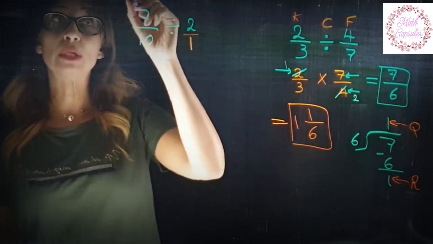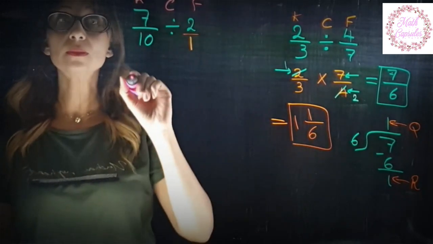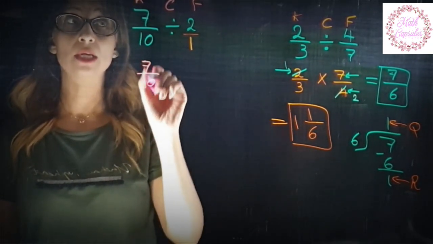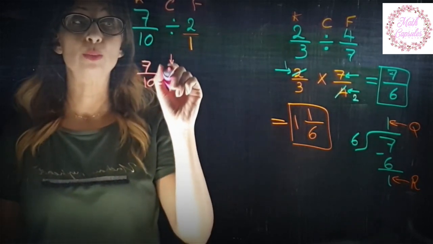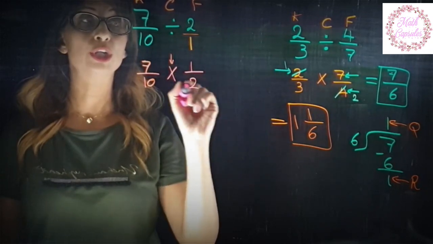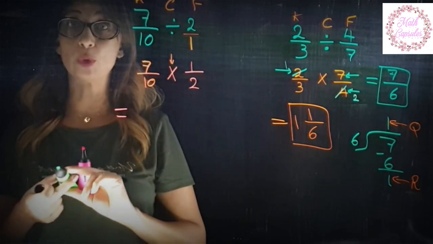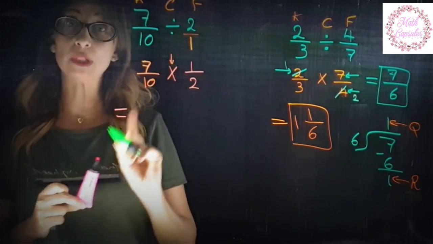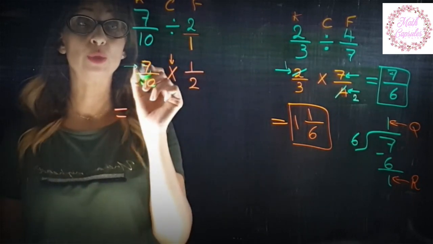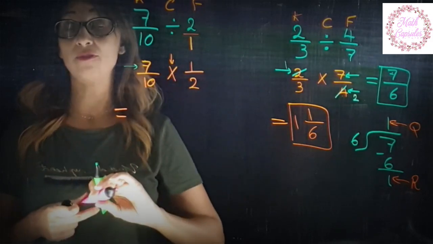Now we will use the rule keep, change, flip. Keep 7/10 to become the same 7/10. Now change division into multiplication and flip 2/1 to be 1/2. Now we normally multiply. But first of all, can we simplify before we multiply in this one? Look at the 7. Does it have any common factor with 10 or 2? No. So 7 and 1 of course don't have any common factor.